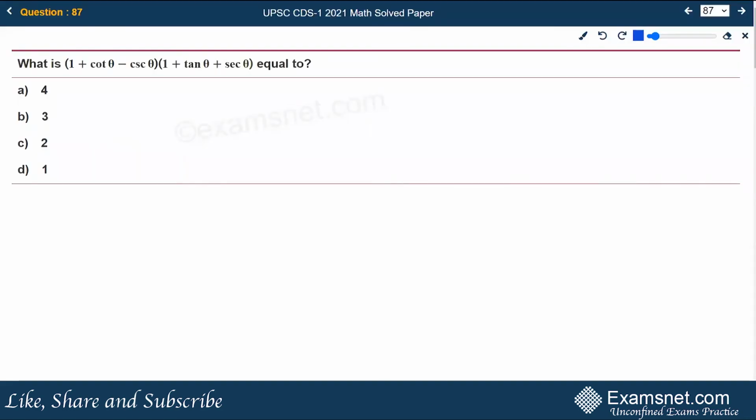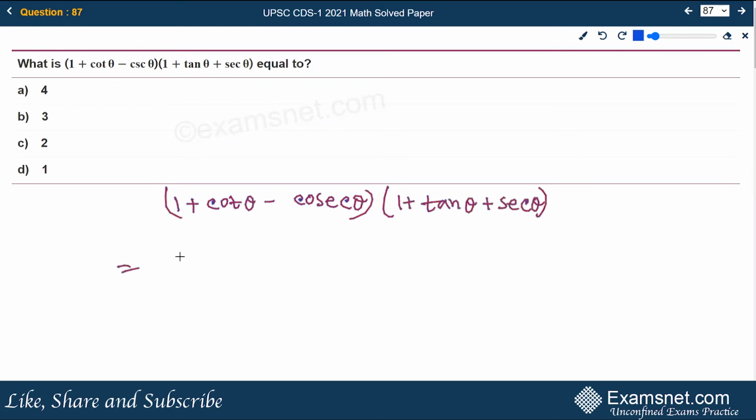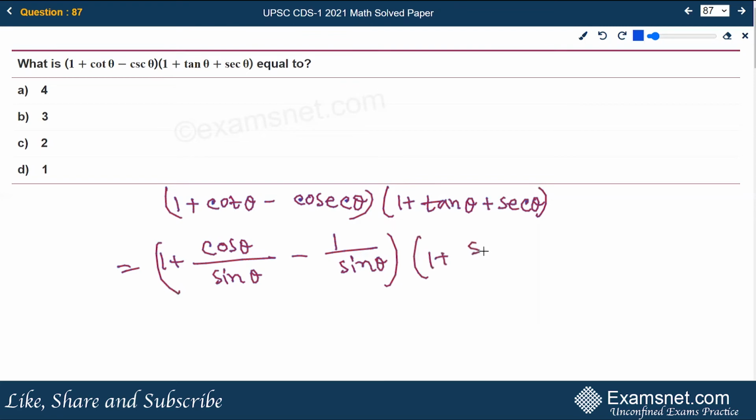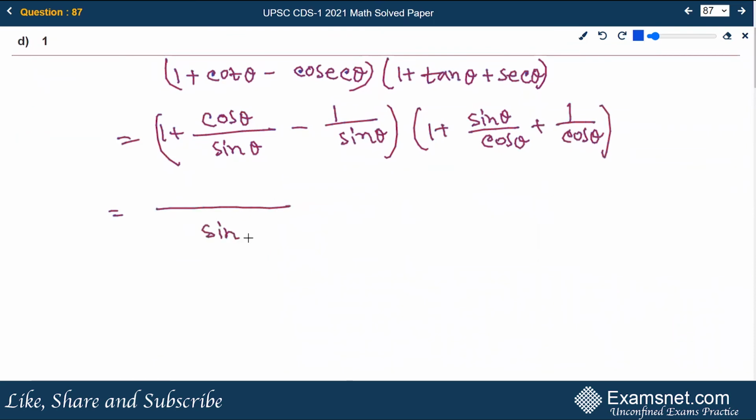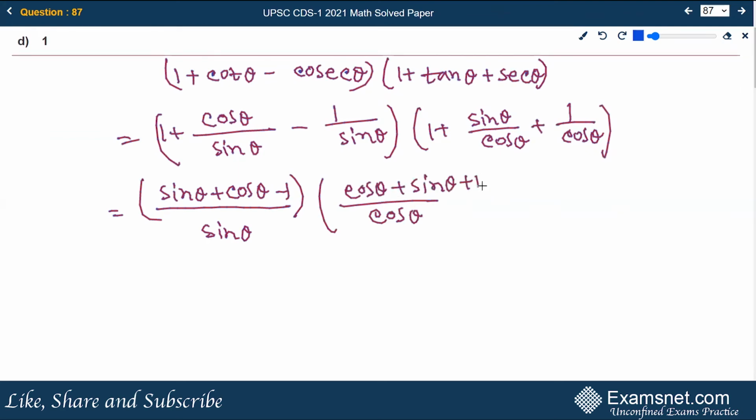In question number 87, we are given a trigonometric expression. We have to simplify it and find the value. So given here is (1 plus cot theta minus cosec theta) by (1 plus tan theta plus sec theta). So cot theta can be written as cos theta by sin theta, minus 1 by sin theta, over 1 plus sin theta by cos theta plus 1 by cos theta. And here let's do the LCM. It will be (sin theta plus cos theta minus 1) and (cos theta plus sin theta plus 1).